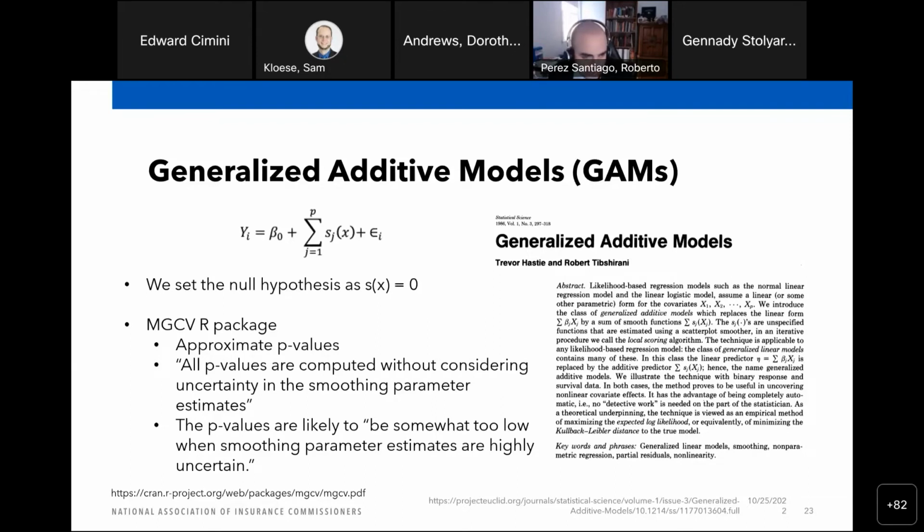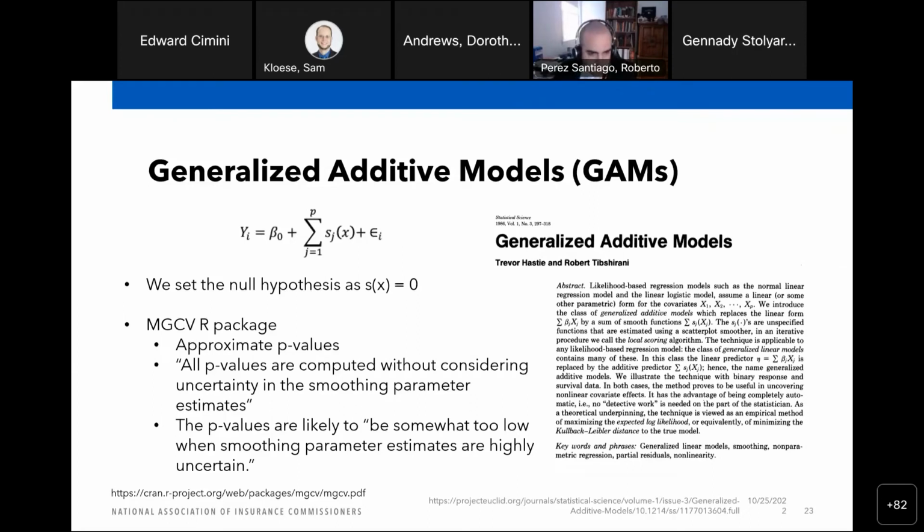So anyway, when we're thinking about p-values for GAMs, especially for those smooth functions, it's important to know that for GAMs we can have the smooth functions, but we can also have the more traditional fixed effects. So when we're looking at p-values for smooth functions, we set the null hypothesis as the smooth function equals to 0. And in R, we can use the MGCV package to fit these models.